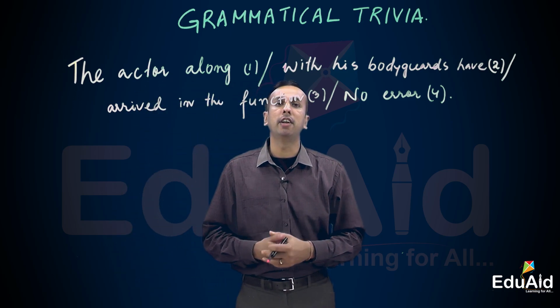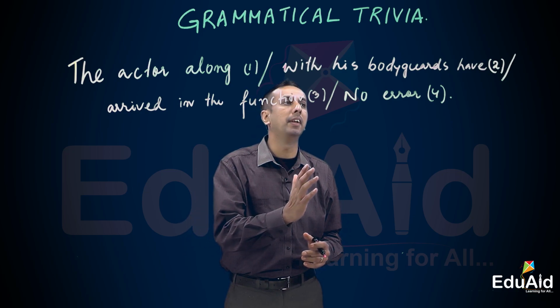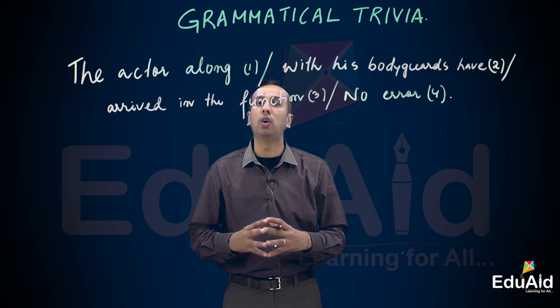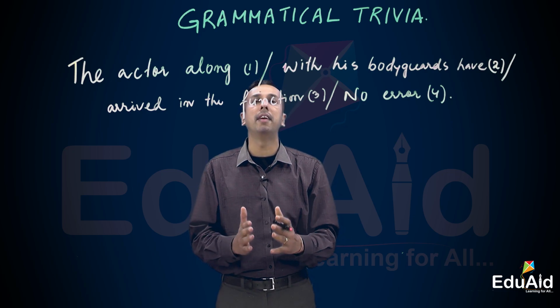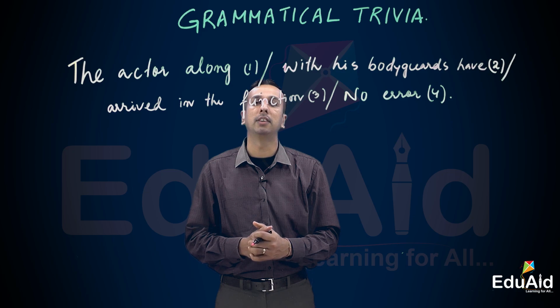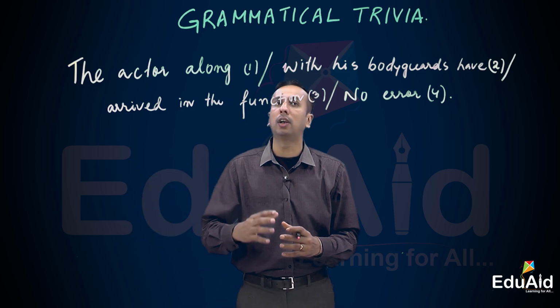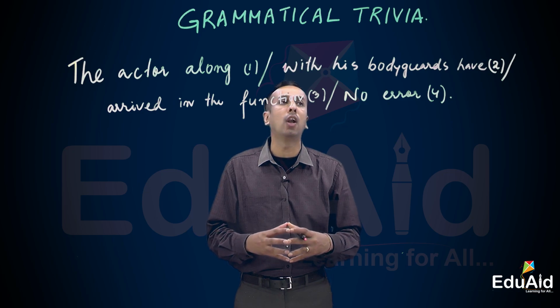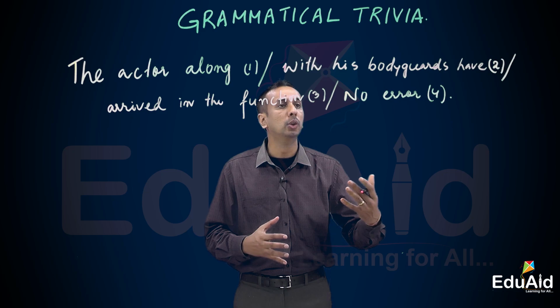So of similar kind of problem, one sentence has been divided into 4 categories where one of them may contain error or it may be perfectly all right as well. So let's see the sentence again. How to approach a question like that? The actor along with his bodyguards have arrived in the function, no error.